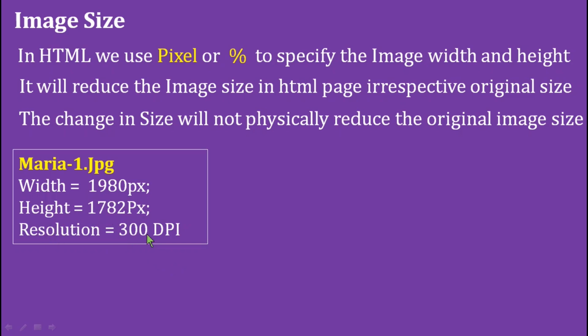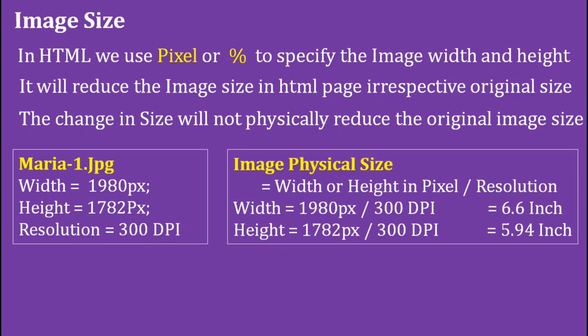and the resolution is 300 dpi. DPI means dots per inch. To work out the physical size of the image, you have to divide the width or height in pixels by the resolution. Here our width is 1980 divided by 300 dpi, so the width of the image will be 6.6 inch. In the same way, height 1782 divided by 300 gives a height of 5.94 inch. This is the relation between inch and pixel.